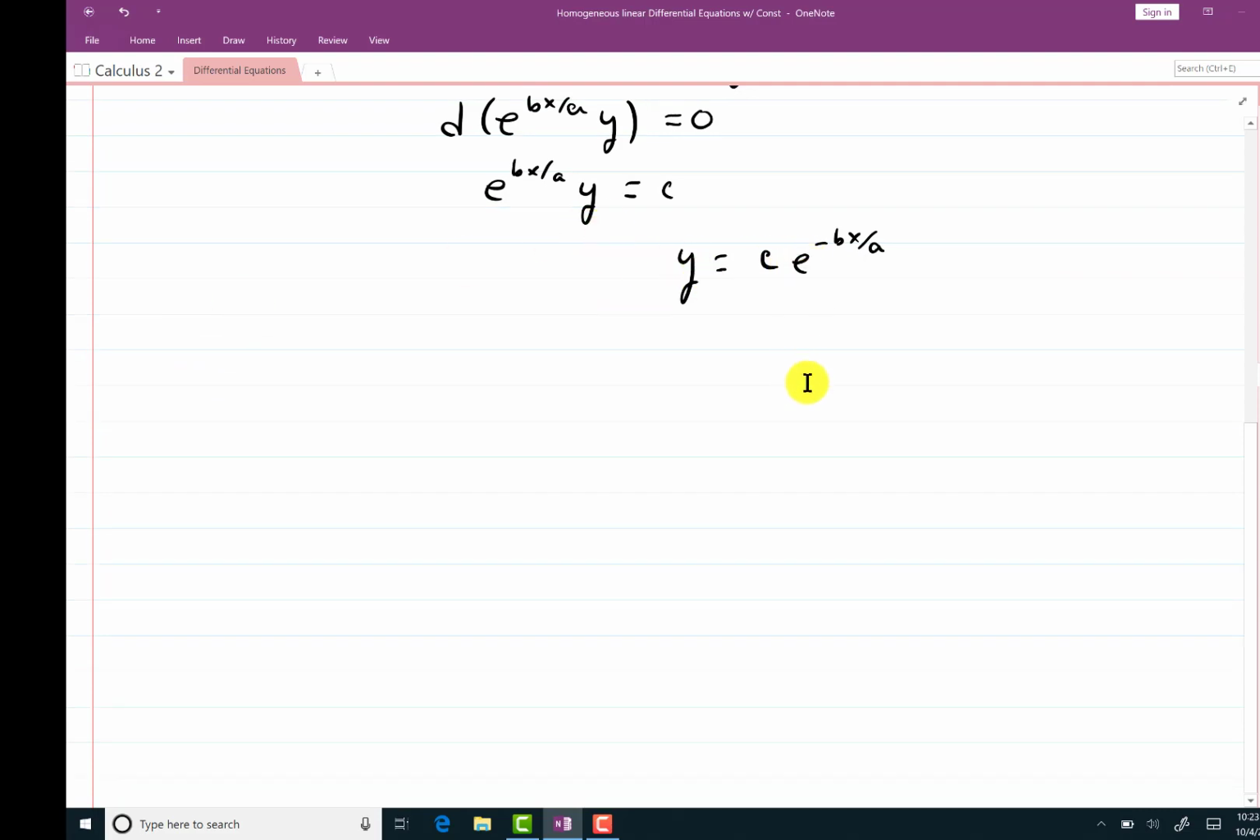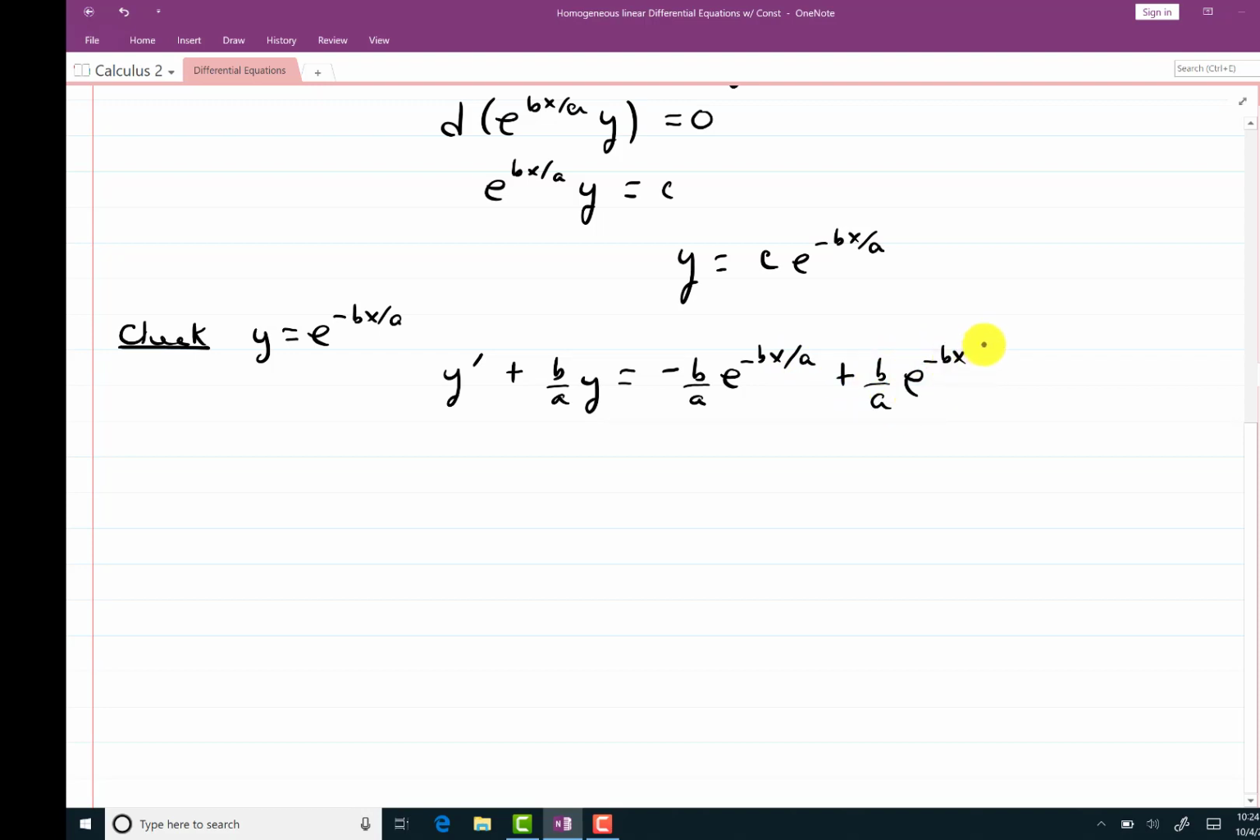In fact, if you were to check that, just the e to the negative bx over a part, when you do the derivatives and plug that in, we're going to get negative b over a e to the negative bx over a plus b over a e to the negative bx over a. Of course, it does equal 0 because these two completely wipe each other out.